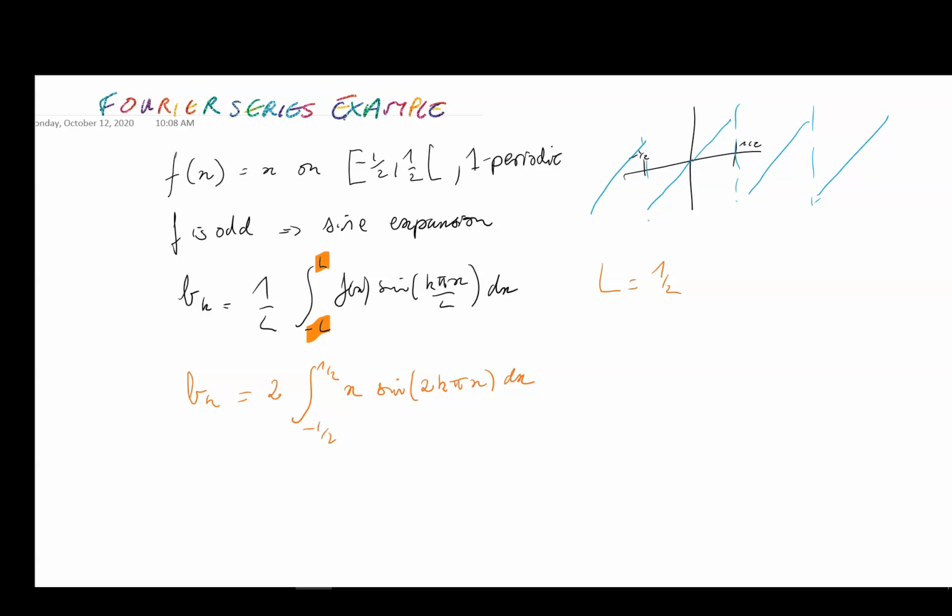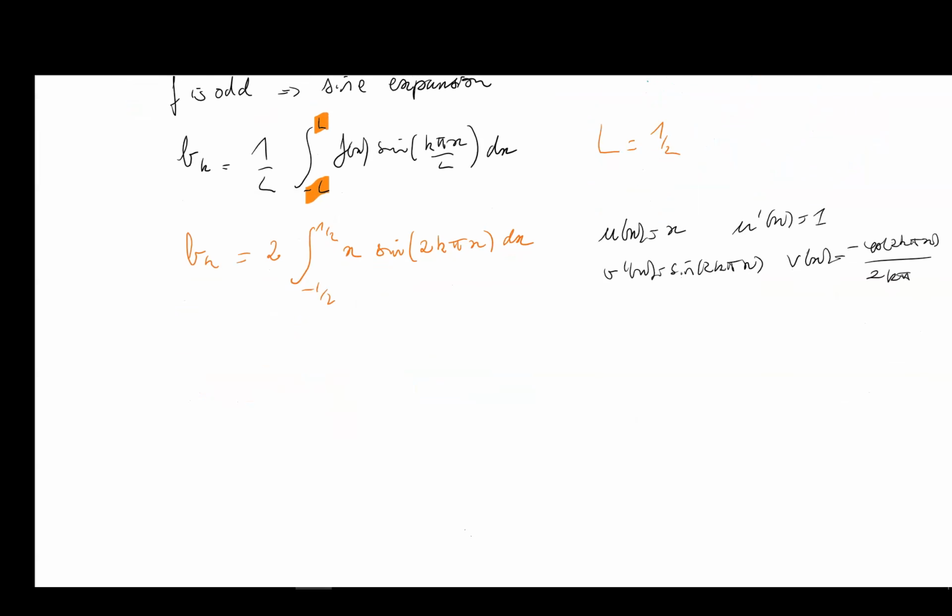Now you know that we should use an integration by parts in order to solve this kind of integral. So let's put u of x equal to x, so that u prime of x is equal to 1. v prime of x should be the other function, sine of 2k pi x, so that v of x is minus cosine 2k pi x divided by 2k pi.